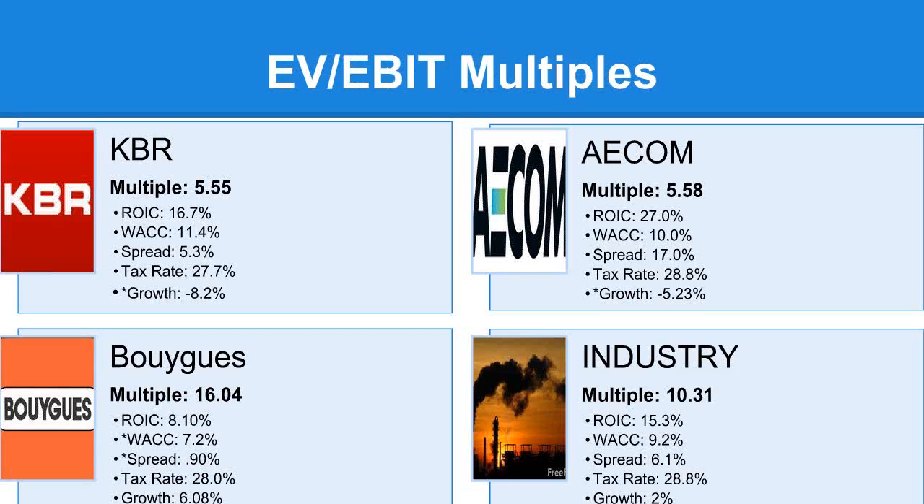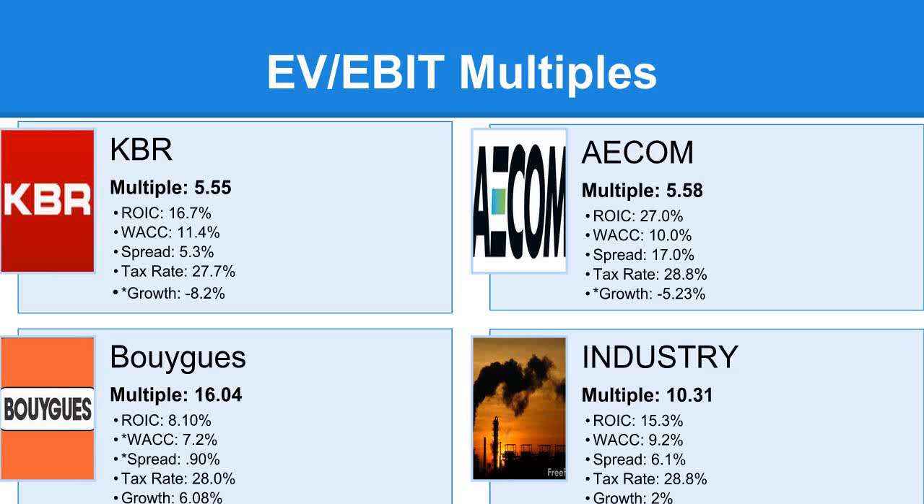Next, I'll be going over the EV to EBIT multiples. With this multiple, you'll use a key value driver formula. With this formula, you can calculate the value of a company. If you manipulate it, you can use the components used to calculate a value, such as growth, tax rate, WACC, and ROIC, to determine why companies trade at a premium or discount and calculate the EV to EBIT multiple that way. The firm with the highest multiple was actually Boyd Gas, as I explained in the previous slide.